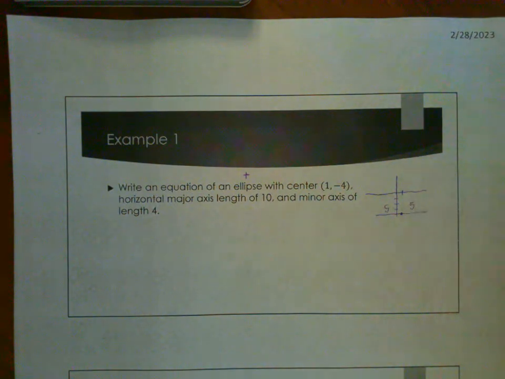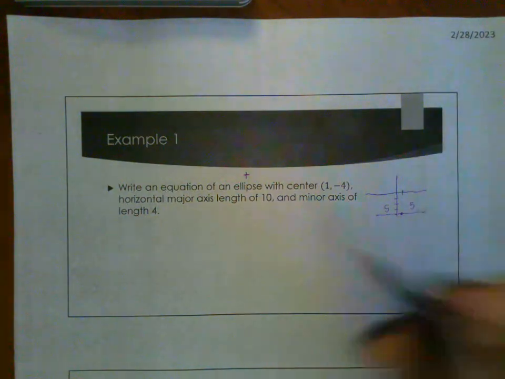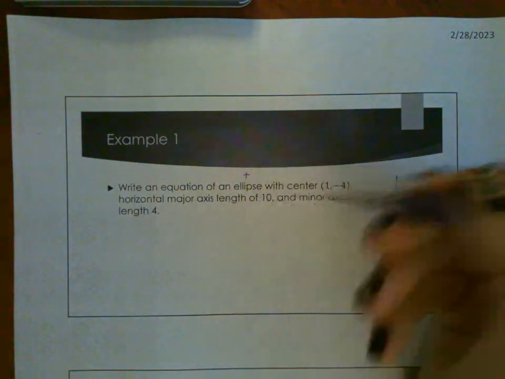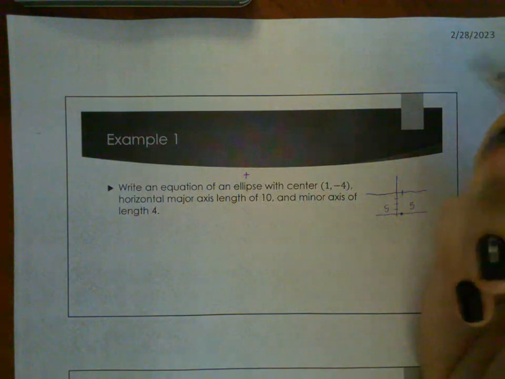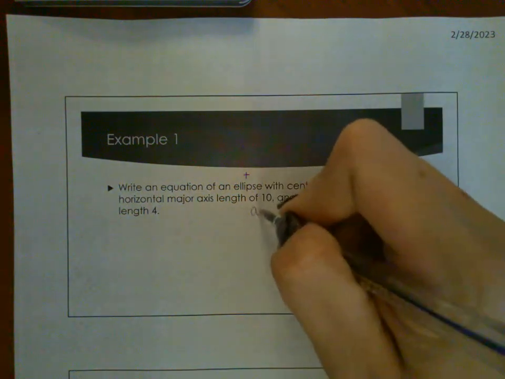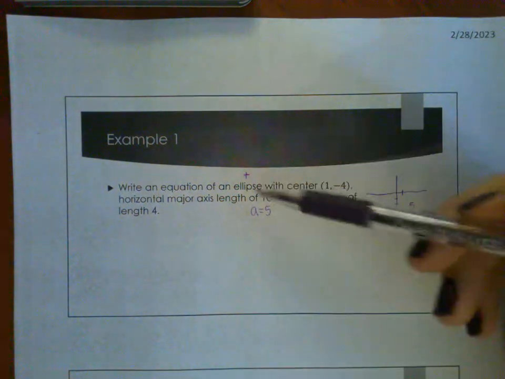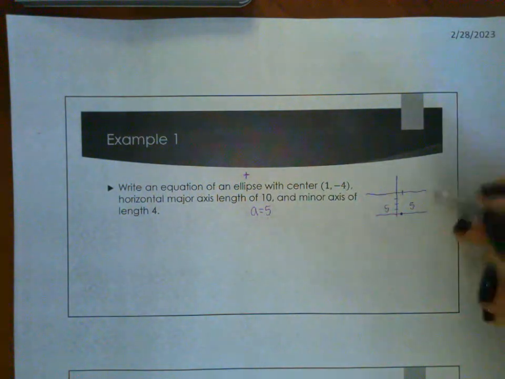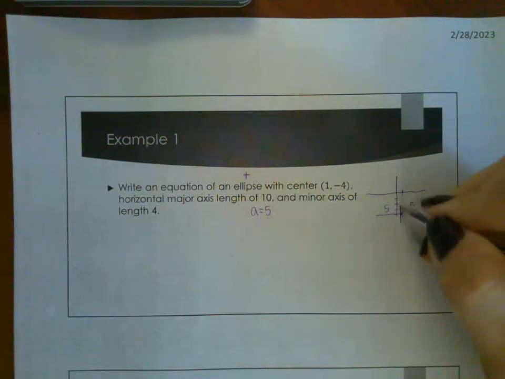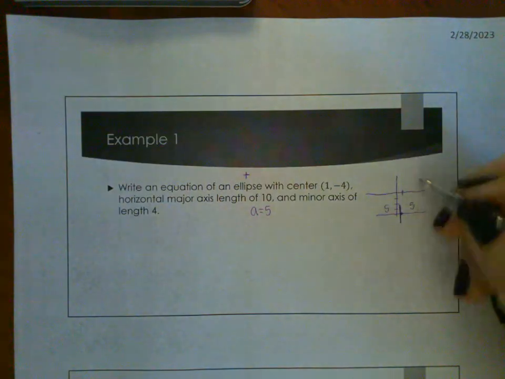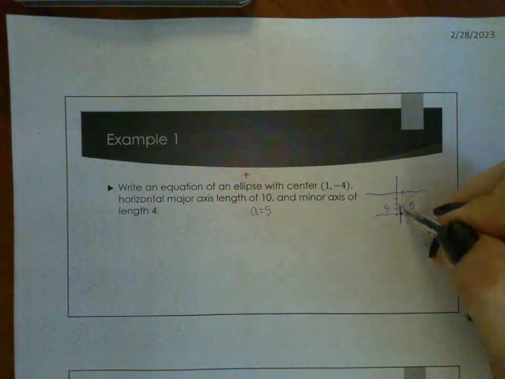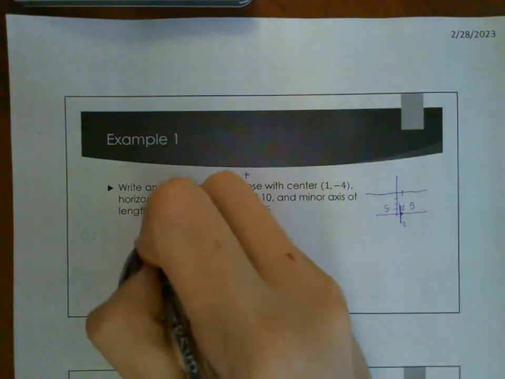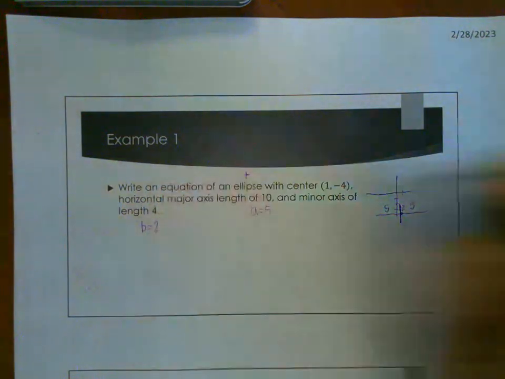And so this is actually going to be our a value. So I'm going to make a note that with the horizontal major axis length of 10, that means that a equals 5. And again, that's just by taking half of 10. All right, so then it says it has a minor axis of length 4. So that would be going from this way, like vertical, and it's going to be 2 and 2. So I'm going to say that b equals 2.